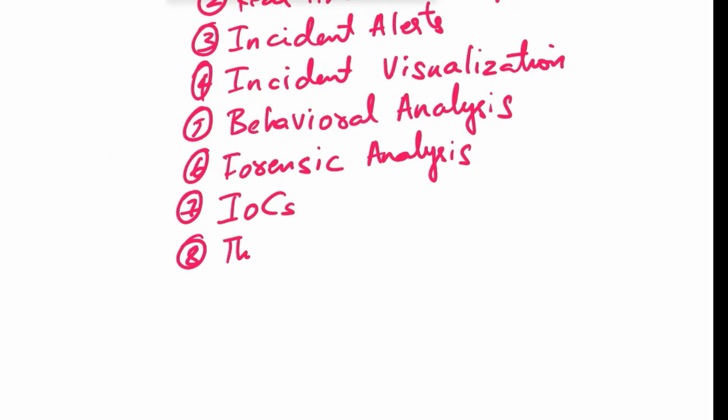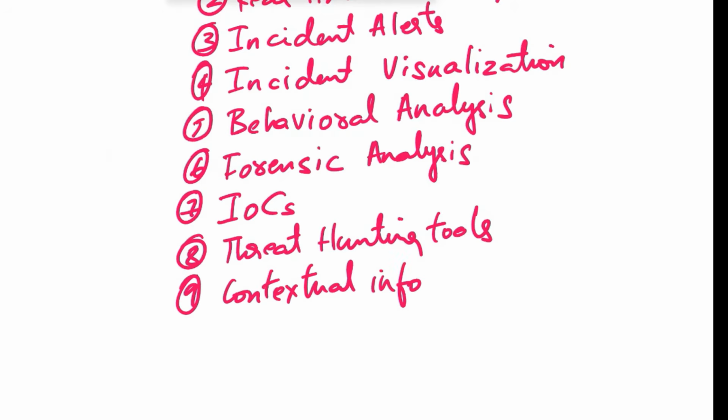Then we have threat hunting tools. EDR platforms often include tools for proactive threat hunting, allowing analysts to search for signs of compromise, vulnerabilities, or unauthorized activities that might not have triggered automated alerts. Another one is contextual information. EDR provides context around detected events such as user identities, device information, and application details. This contextual information assists analysts in understanding the who, what, when, and how of an incident.